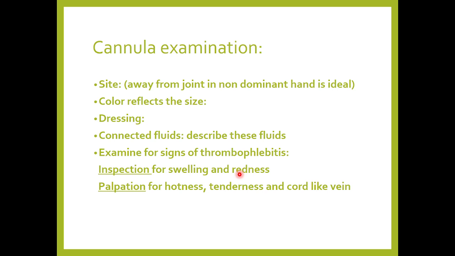Okay. The cannula examination is part of general examination. If we see a cannula, we can examine, first of all, the site of the cannula. The ideal cannula site should be away from the joint, because the catheter of the cannula will obscure the movement, and in the non-dominant hand. The color of the cannula reflects its size. The dressing of the cannula: is it well dressed, or is the dressing poor and soiled with blood?